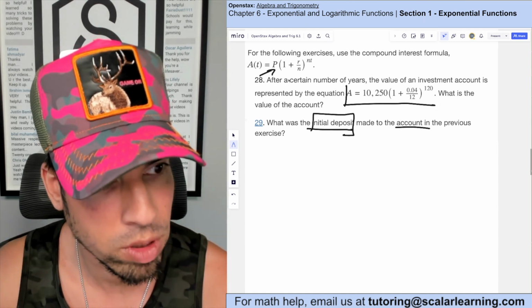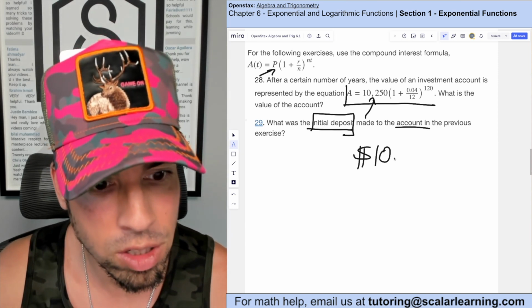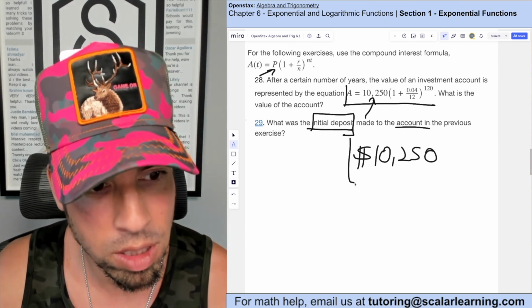It's our P value in this equation. So what is P here? It is that value, $10,250. So that was the initial deposit.